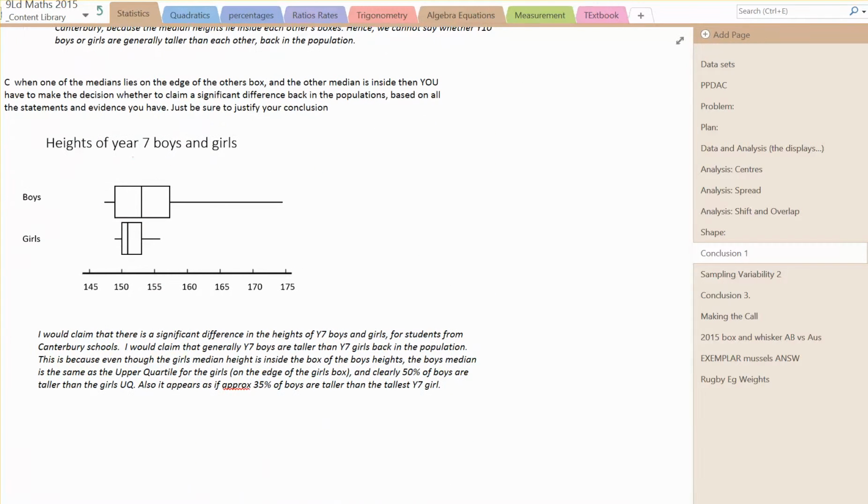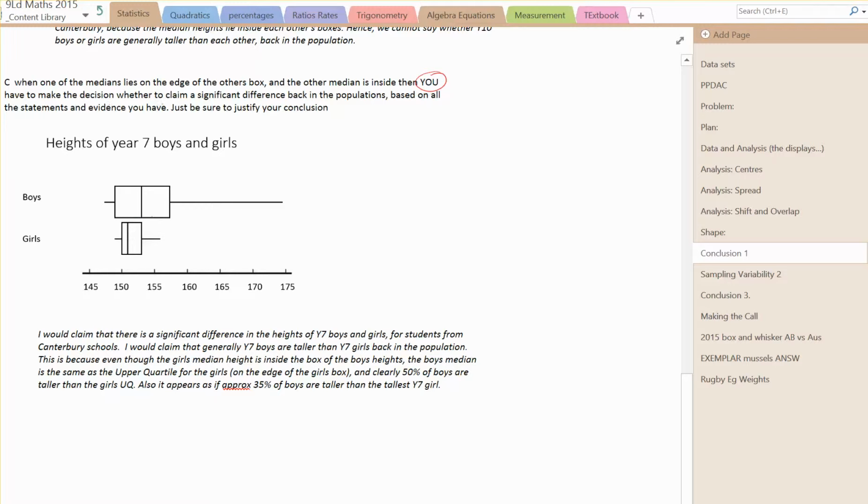And of course the tricky situation would be when the median for one of them is on the edge of the box of the other, and the girls' median in this case is inside the boys'. So I can see that in another sample the boys' median could be up here, which would make it outside the box, and we would claim a significant difference. Or it could be that with another sample, if that median were to be just slightly less, it would be inside the girls' box, and we'd claim there's no significant difference. So when you get this situation, then it's up to you.